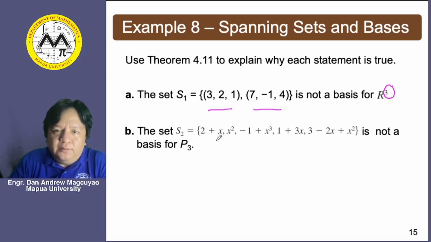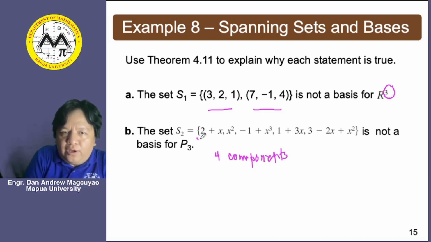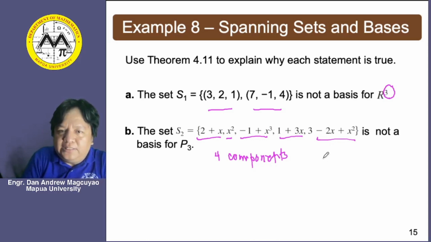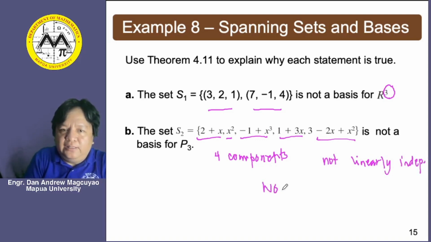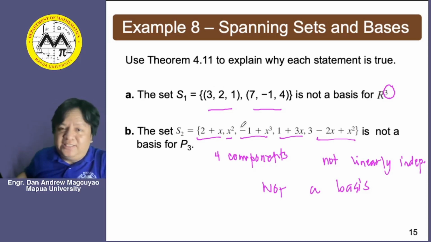While for the second one, the set S is not a basis for P3. P3 means 4 components. So you have 1, 2, 3, 4, 5. So you have 5 vectors. So this is not linearly independent, and therefore not a basis. For the first one, for it to be a spanning set, you must have 3 vectors. So it's not a basis for R cube.